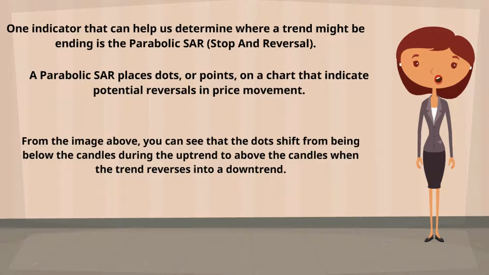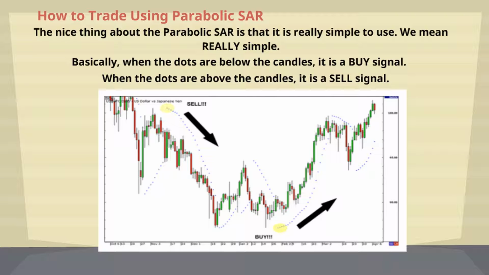A parabolic SAR places dots, or points, on a chart that indicate potential reversals in price movement. From the image above, you can see that the dots shift from being below the candles during the uptrend to above the candles when the trend reverses into a downtrend. How to trade using parabolic SAR.